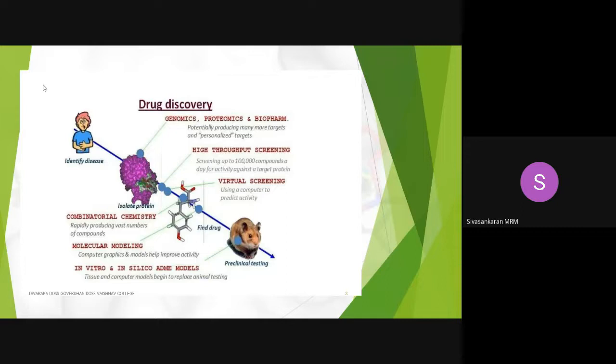So there should be a combination of chemistry. That is nothing but finding drugs with different structures. It comes under chemistry and molecular modeling. The graphics and models help to increase the activity. Later it can be done with in vitro as well as in silico ADME models. For example, before approval, these drugs need preclinical tests using rats, mice, or other animals.